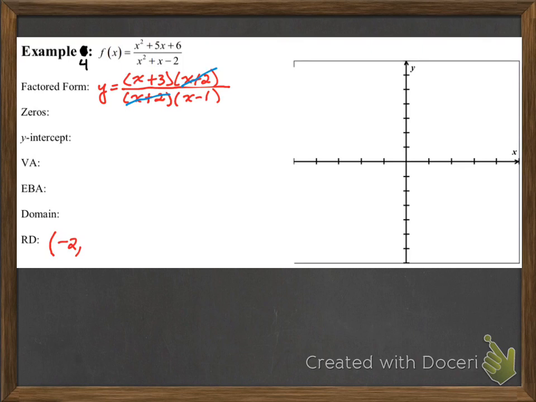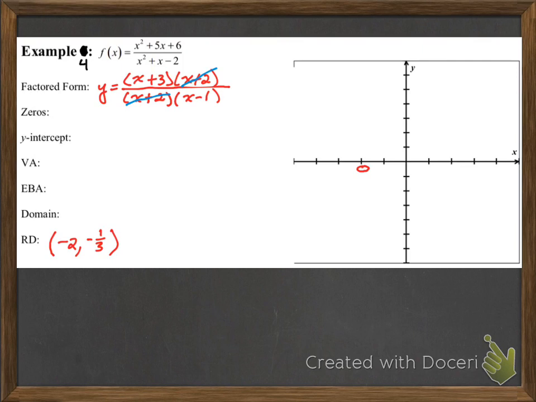Now, to find the y coordinate, we'll take that -2 and substitute it into the terms that are left in our numerator and denominator. -2 plus 3, well, that's 1. -2 minus 1, that's -3. So -1/3 is the y value. So at -2, -1/3, we're going to have an open circle or a hole on our graph.